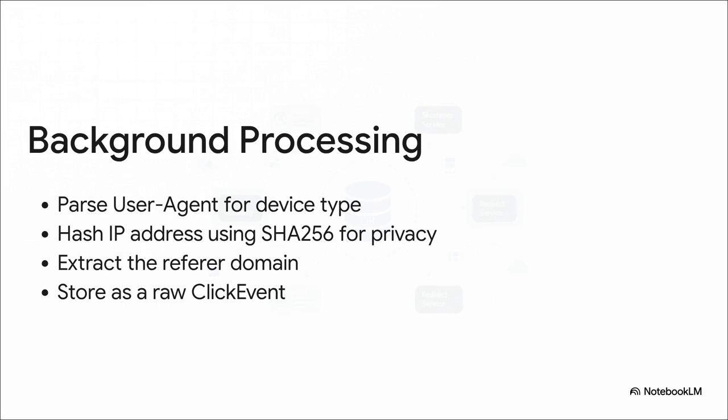This is absolutely crucial for privacy compliance. We can track unique visitors by looking for matching hashes, but we never actually store the raw IP address. Next, it extracts the referred domain, like Twitter or YouTube, so we know where the traffic originated. Finally, it stores all this into a dedicated analytics database as a raw click event.